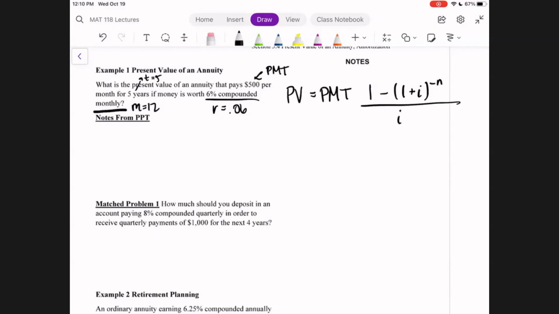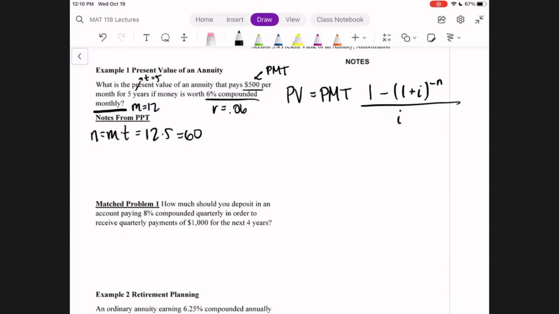All right. So we're going to have to plug in things. So we don't know N, right? N is how many times do we compound? So remember, N is your M times your T. So in this problem, 12 times 5, so that's a 60.